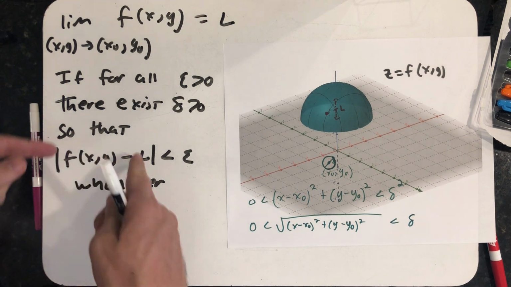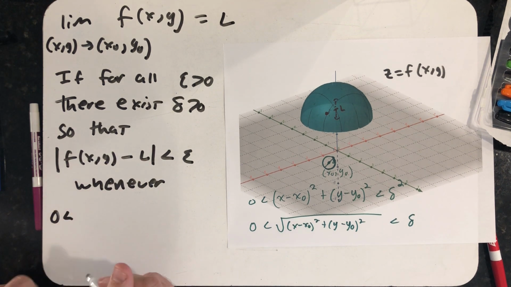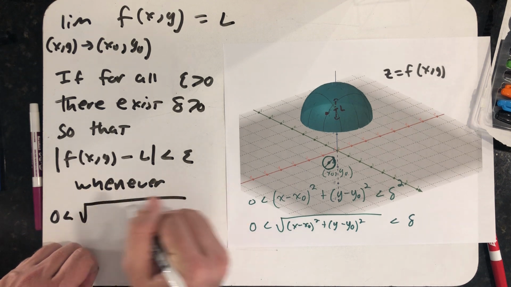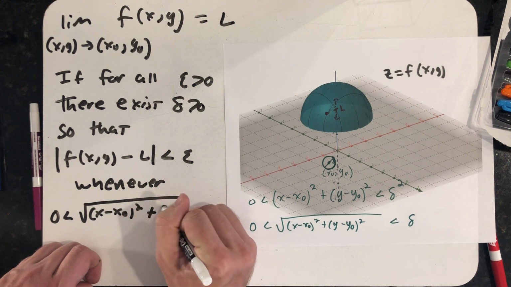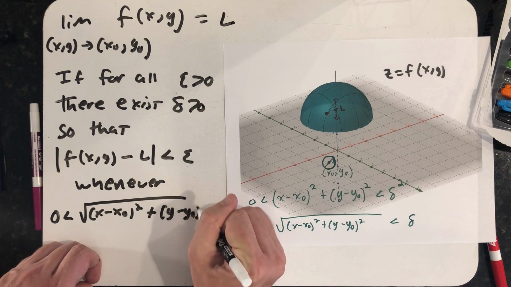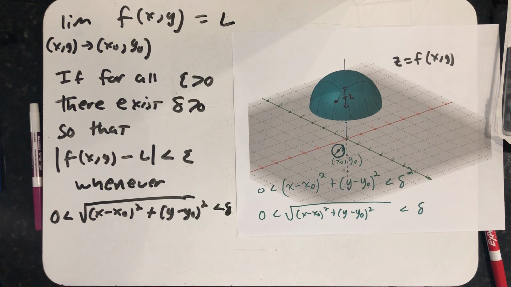So I keep my z values within epsilon of L by keeping my x, y points within this disk of radius delta. So there's my definition of limit for these functions on more than one variable.